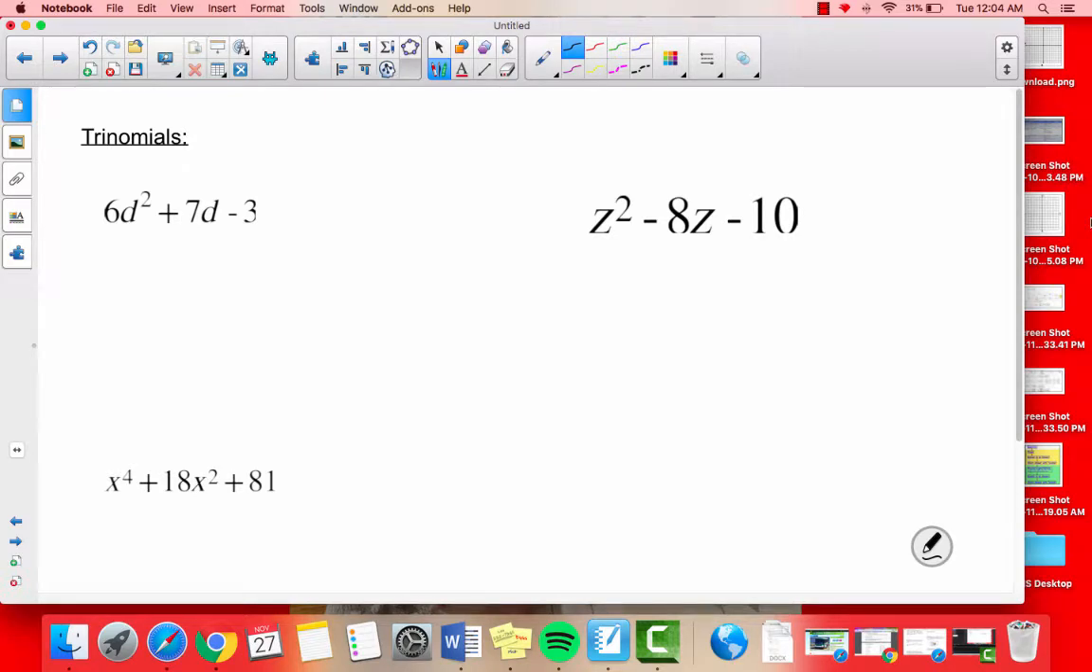Hello, today we're going to continue with our factoring of polynomials. We're going to focus on the trinomials and then the polynomials with four or more terms. So I've got three examples here we're going to go ahead and get started with.